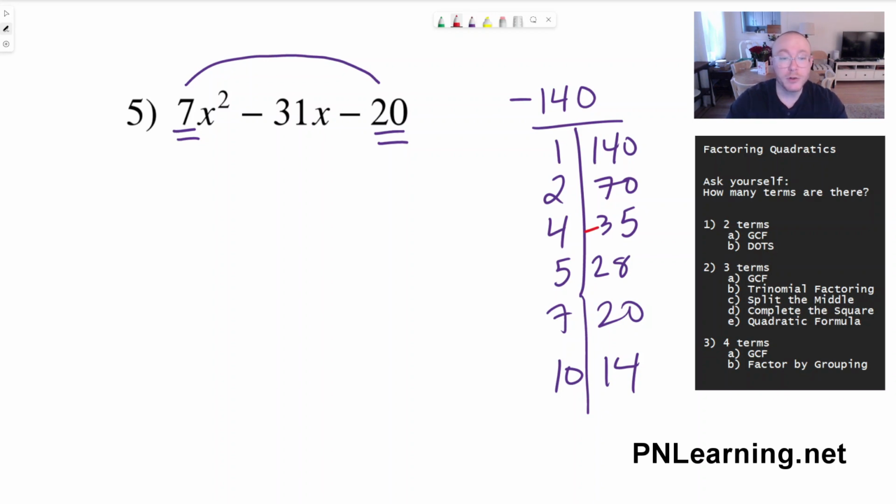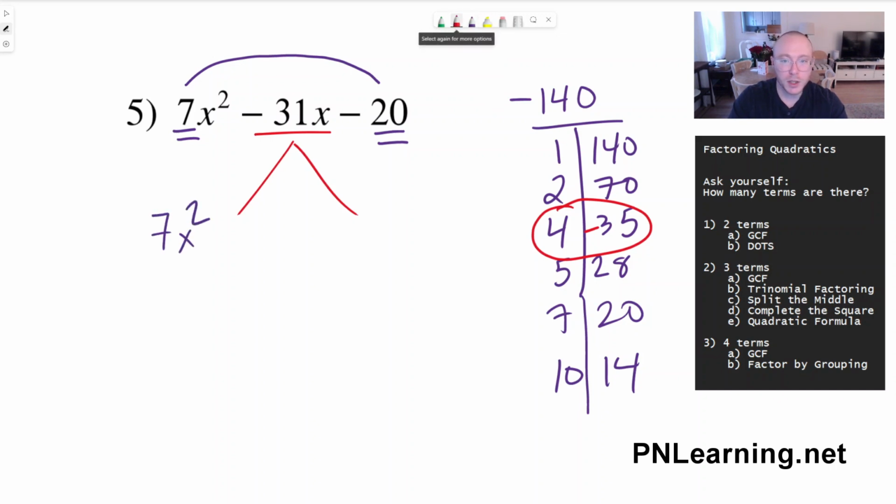So here's where we have to split the middle. The middle term is negative 31x, and we're going to split that into 2 terms, and the terms are going to be built by these factors, 4 and negative 35. So we'll simply bring down the first term, 7x squared, and we can write either one of these numbers with an x first. So we could say plus 4x minus 35x. Again, the order you write those terms does not matter, and you'll bring down your c term.